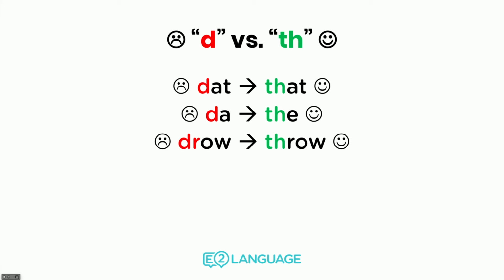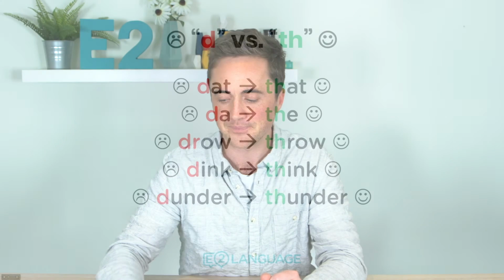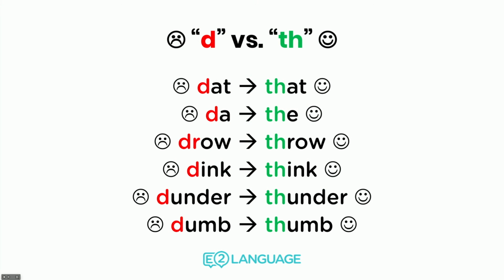Don't say dro if you're trying to say throw. Dro, throw. Don't say dink if you're trying to say think. Dink, think. Don't say dunder if you're trying to say thunder. Thunder, thunder. Again, sounds strange or seems strange, but thunder. Don't say dumb if you're trying to say thumb. Dumb, thumb. There's a difference.